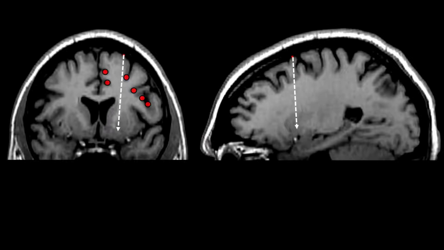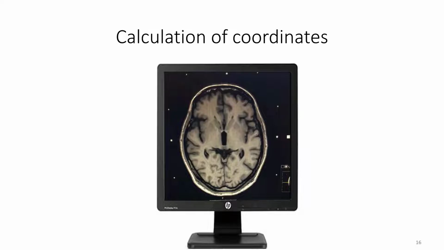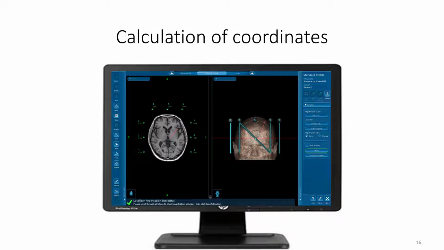After having identified our target, the next step is to find a suitable entry point and a trajectory through the brain, avoiding blood vessels and sulci. When we have decided the target point and the entry point for the electrode, then we can calculate the coordinates for these points, and this is today done with the help of advanced navigation systems.